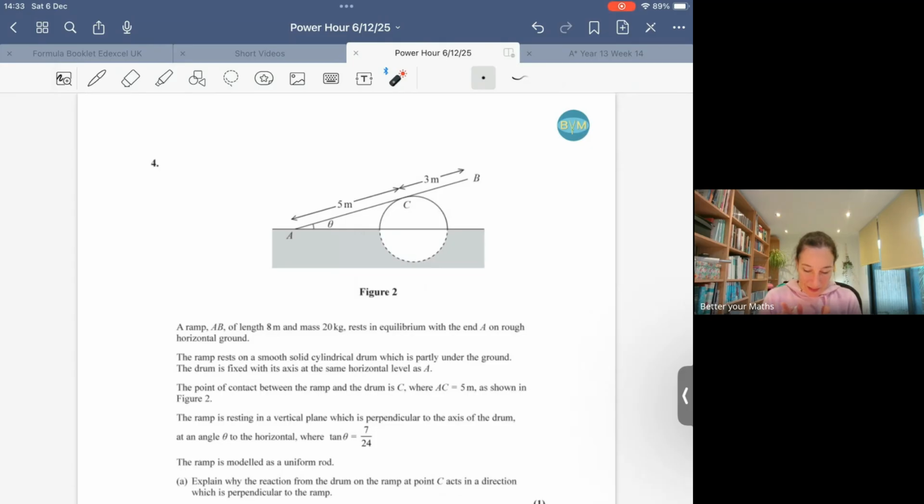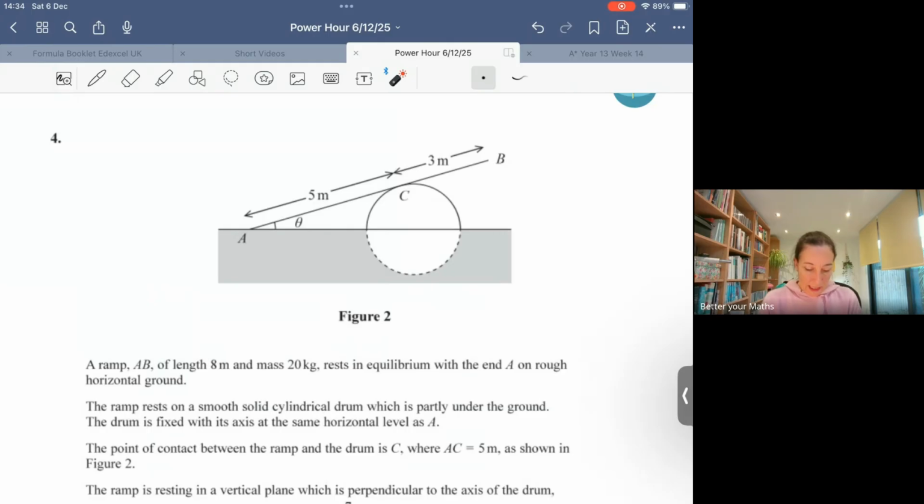This one. So someone asked me to do one of these ladders, rigid bodies questions. Yeah. So if you want me to do a particular question, just tell me and I'm happy to do any. So a ramp AB, length 8 meters and mass 20 kilograms, rests in equilibrium with the end A on rough horizontal ground. Rough horizontal ground, we are going to have friction on the ground. Yeah. Ramp rests on smooth, solid, cylindrical drum, so we don't have friction here, which is partly under the ground.